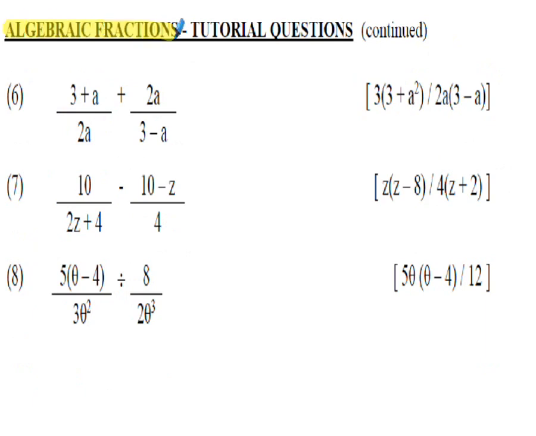Algebraic fractions continued. Question 6 is an addition problem, so you need a common denominator. I would encourage you to apply brackets to these terms to aid your solution. They need to be in brackets. Question 7 is a subtraction problem, and again I would encourage you to put brackets around these terms to help with your solution.